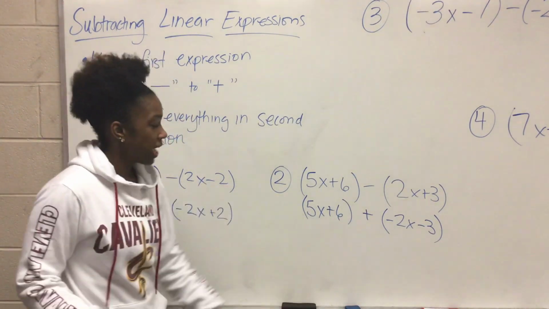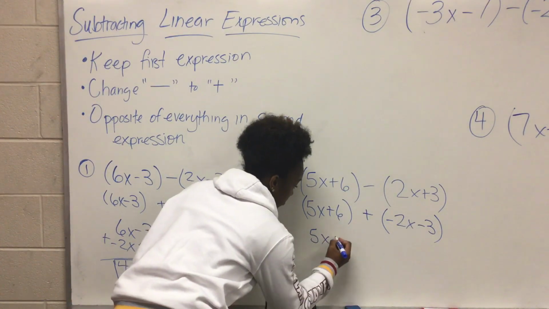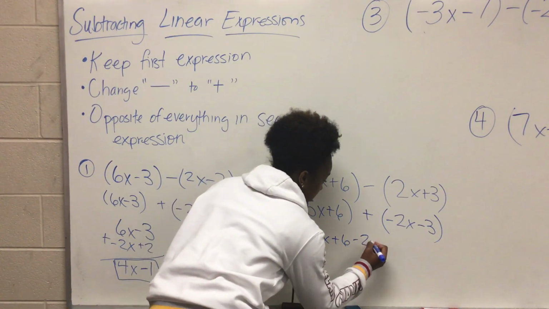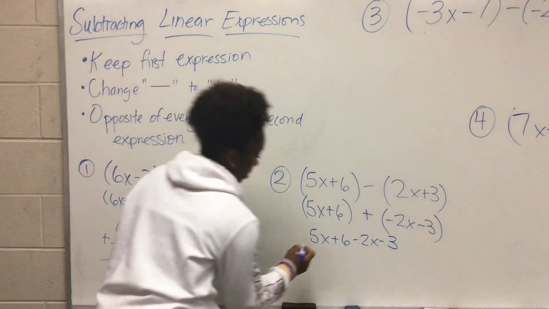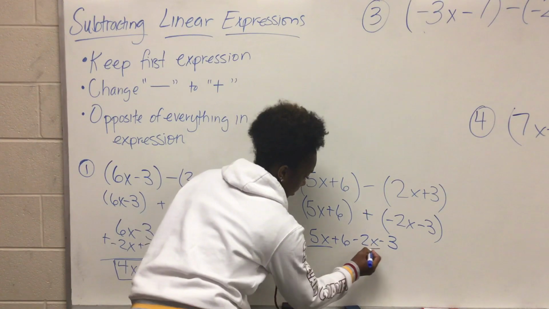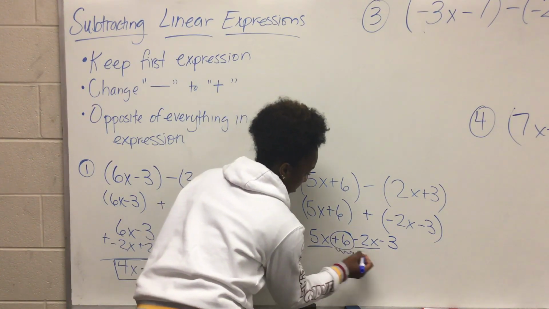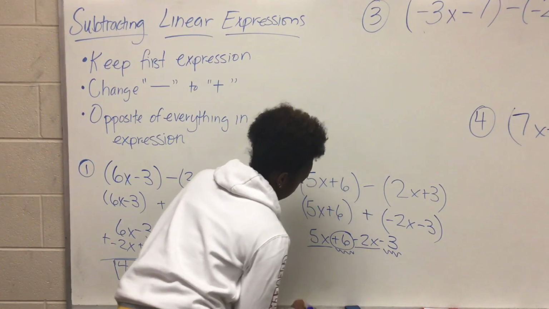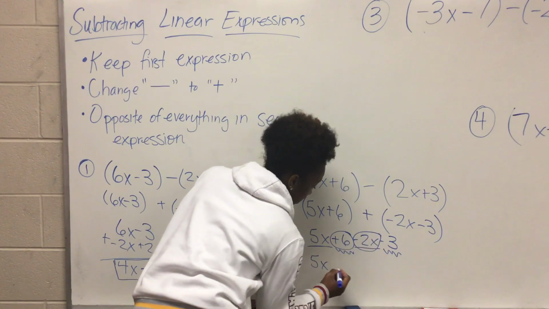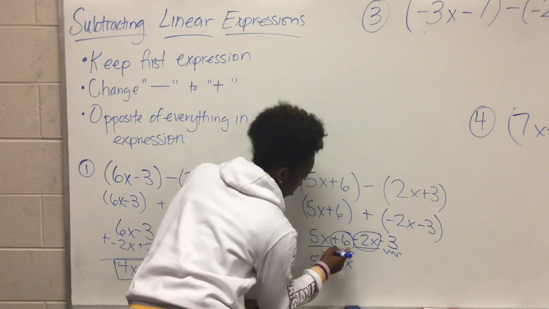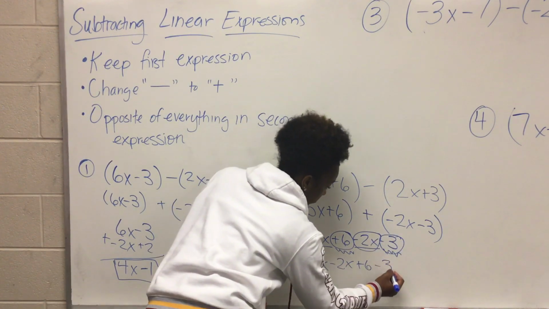Well, for this one, I'll circle. I'll drop parentheses. So I have 5x plus 6 minus 2x minus 3. Okay? Like terms, squiggly line. Alright, then I have 5x. I want to move the negative 2x. Then I want to move plus 6. And then I have here minus 3.